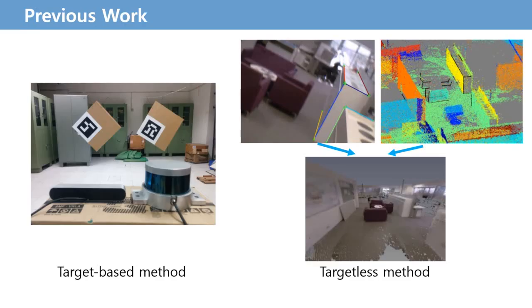Before presenting our work, let's see previous work shortly. There are mainly two types of extrinsic calibration. First is the target-based method. This method finds extrinsic parameters using a specific target. Usually, ArUco markers and planar patterns are used. Second is the targetless method. This method finds extrinsic parameters using geometric features. Usually, edges, lines, and planar regions are used.